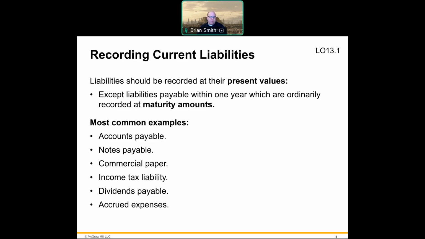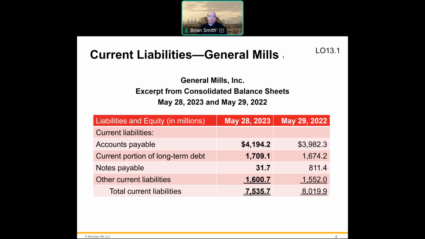Looking for unearned revenue. I don't see deferred revenue anywhere. That's surprising. Deferred revenue is definitely one too, though. Unearned revenue, basically. So here's an example of General Mills's liability section, with the current liabilities as the focus.